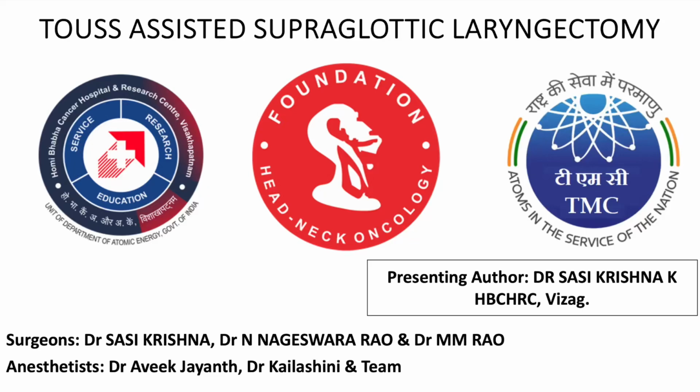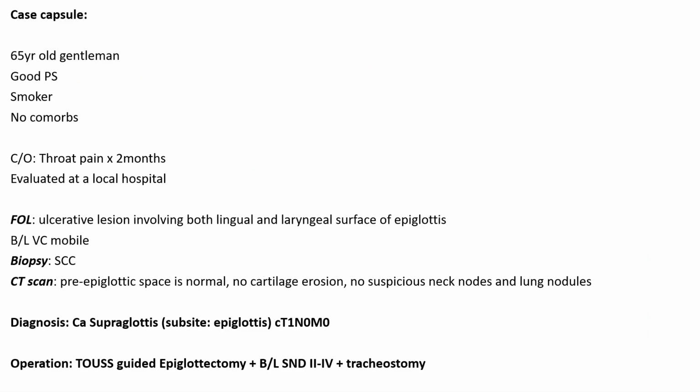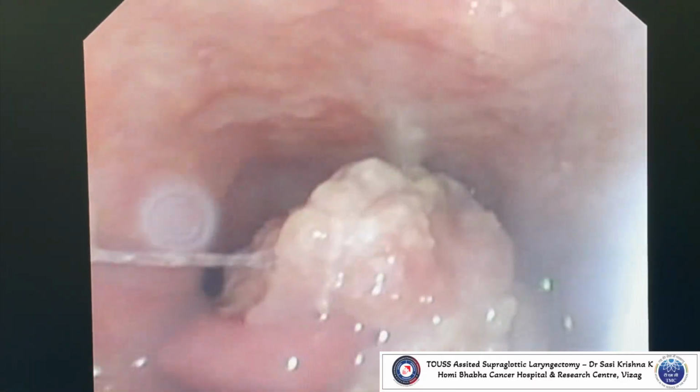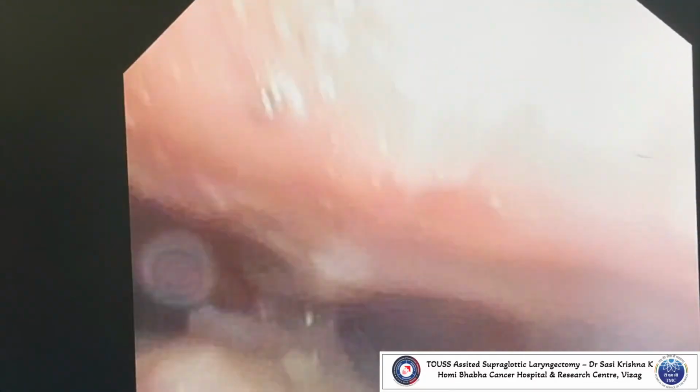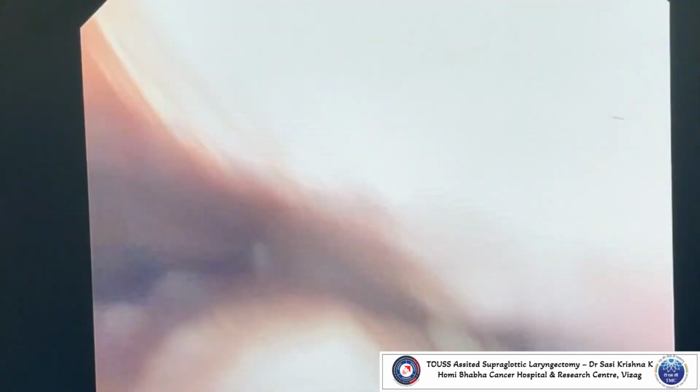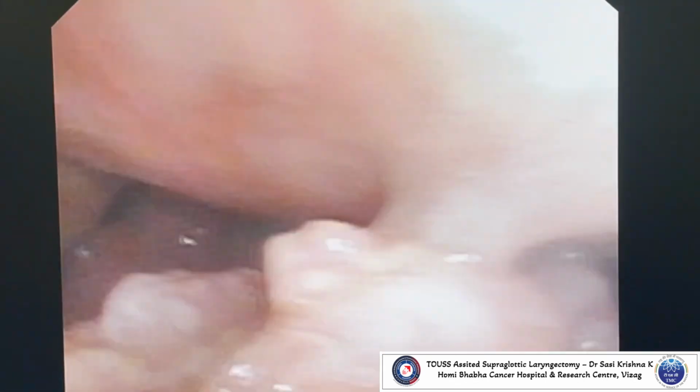This is a video demonstration of transoral ultrasonic surgery performed for a supraglottic cancer. Our patient is a 65-year-old gentleman with good performance status, smoker, presented with 2 months history of throat pain. Biopsy from epiglottic growth is squamous cell carcinoma. Tumor is involving the lingual and laryngeal surface and the tip of epiglottis.